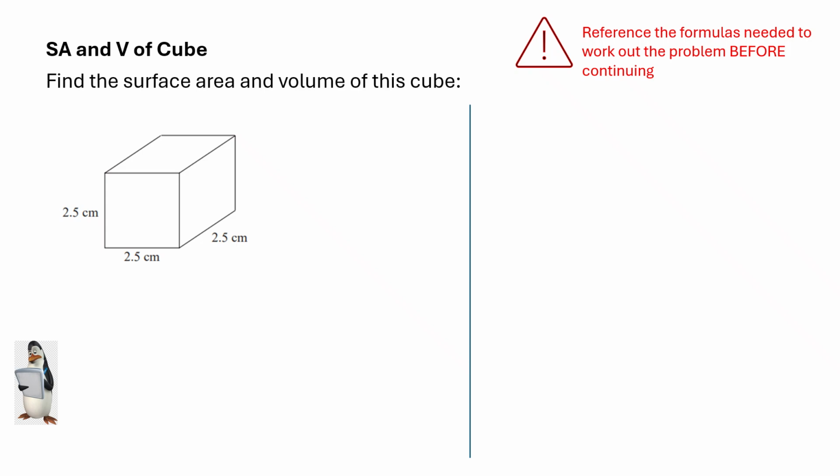Let's review the problem. Find the surface area and the volume of this cube. Please make sure you reference your formulas. So for a cube, surface area is always 6 times the side squared. Notice that I plugged in my numbers. 2.5 squared is 6.25 and finish out.